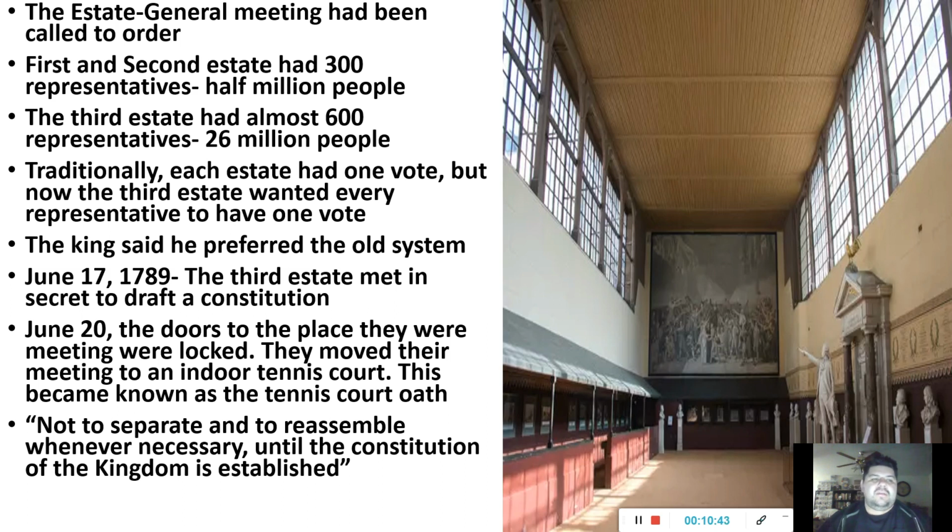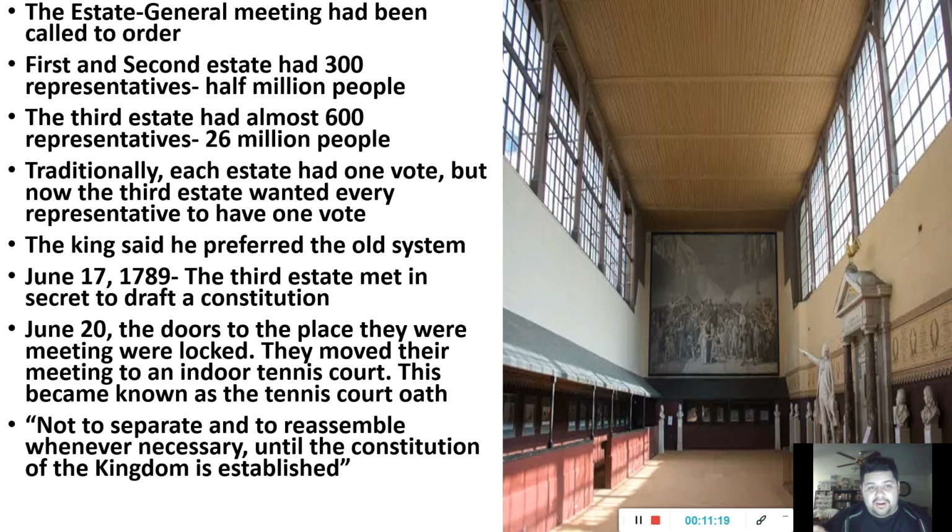Okay. Now at this meeting, they had 300 representatives. That's for about 500,000 people. Now, for the third estate, the peasant people, they had 600 representatives, but they represented 26 million. Now, again, 300 people for 500,000, but 600 to represent 26 million.